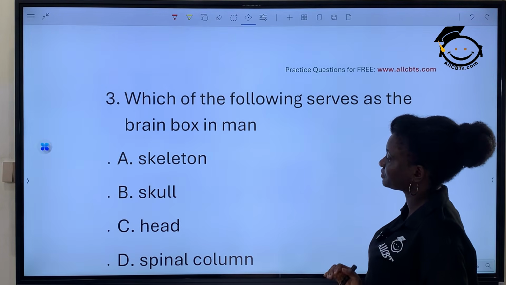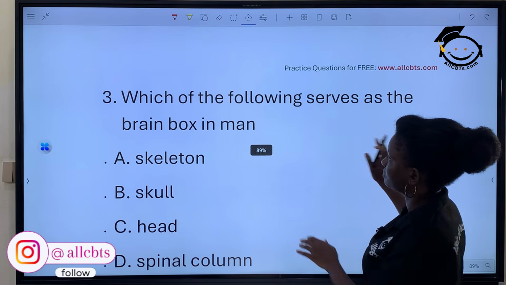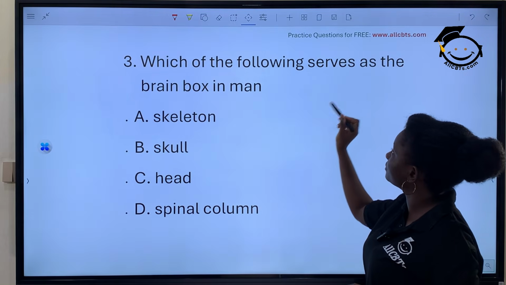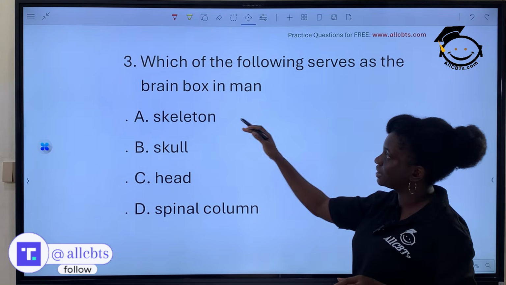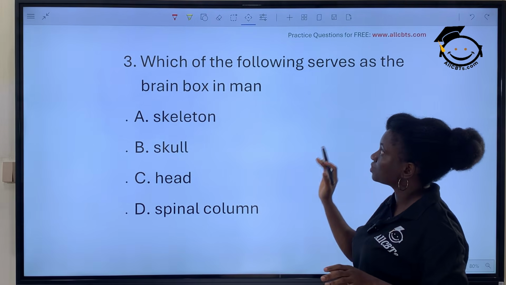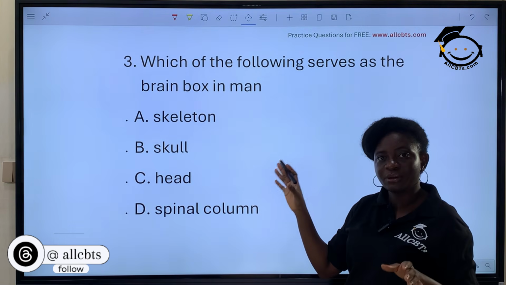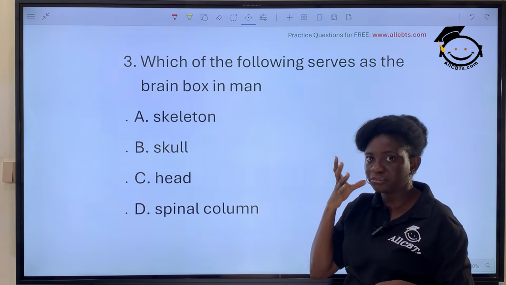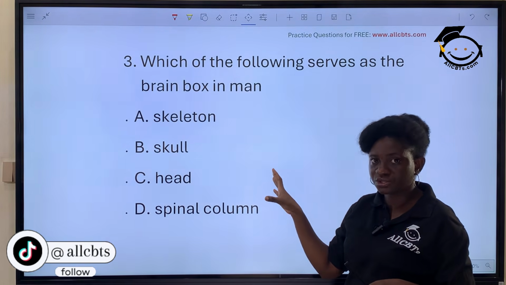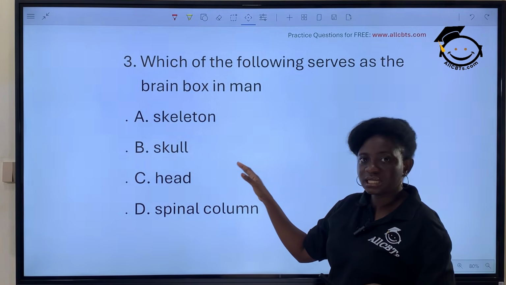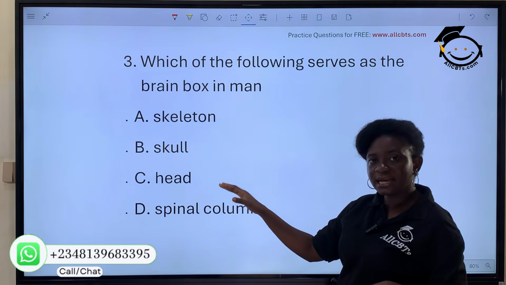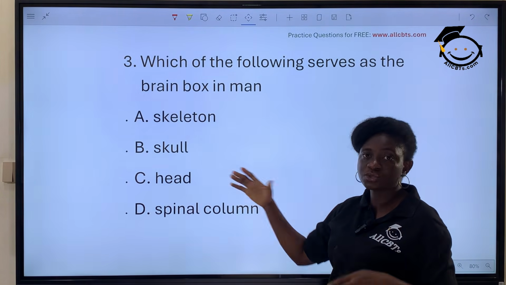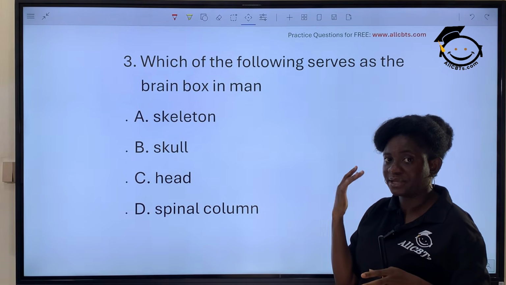Question 3. Question 3 says, which of the following serves as the brain box in man? So what houses, what protects the brain? That's what the question simply means. So A. Skeleton, B. Skull, C. Head, D. Spinal column. So the correct answer is skull. Skull serves as a protective layer for the brain.